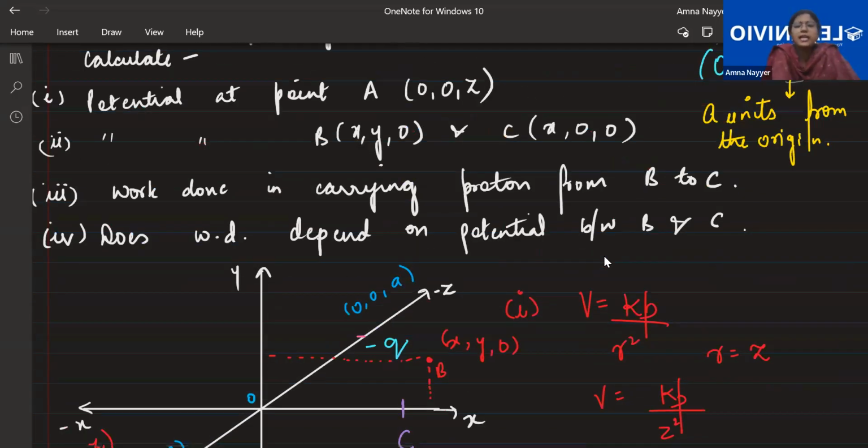Now class, work done in carrying a proton from B to C. When the potential is 0, then the change in the potential will also be 0. And when you are carrying this proton from point B to point C, the work done is charge multiplied by delta V. So Q into 0 is 0. There won't be any work done since there is no potential existing. Work done always comes into your system when you have a potential. So no potential is there, so you straight away have the work done as 0.